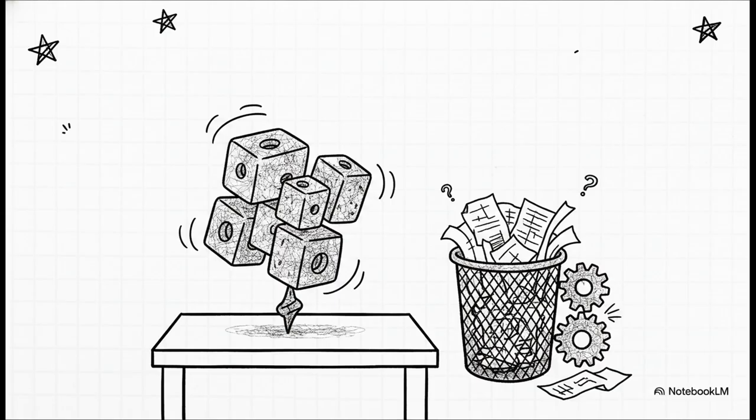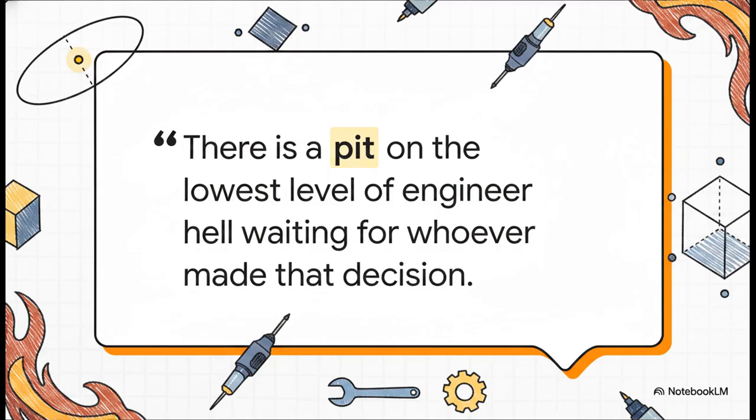To show you just how frustrating bad datum selection can be for the people actually building and inspecting your designs, take a look at this real complaint from an engineer on Reddit. They wrote, and I quote, "I once had to make a CMM program for a part with one foci of an ellipse as a datum point. There is a pit on the lowest level of engineer hell waiting for whoever made that decision." I absolutely love this quote because it's a stark, painfully funny warning. Never ever pick imaginary points in empty space just because they look neat on a computer screen. Your datums must be tangible, accessible, and measurable physical features.